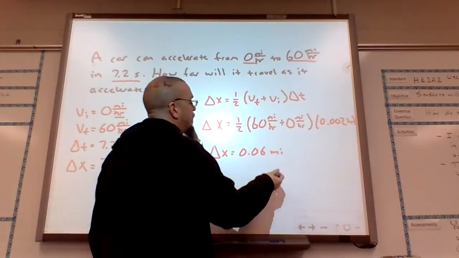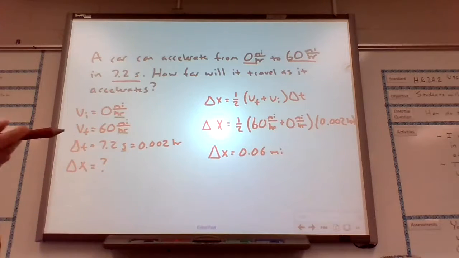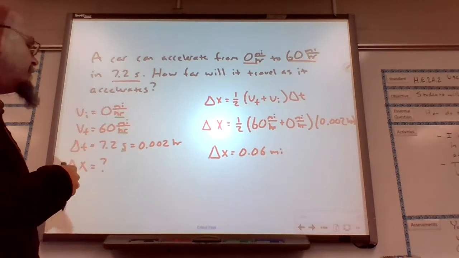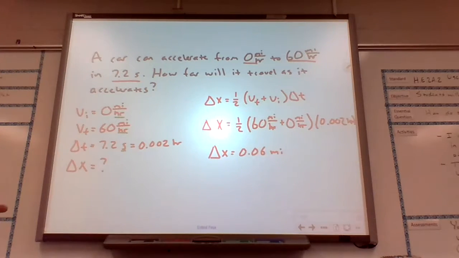And that would be miles, because again, the hours are going to cancel out and we're going to be left with miles. It is a small number because we're dealing with a large unit. If you want to convert that into feet, 1 mile is 5,280 feet. So we would multiply that by 5,280. So 316 feet is what it would be.